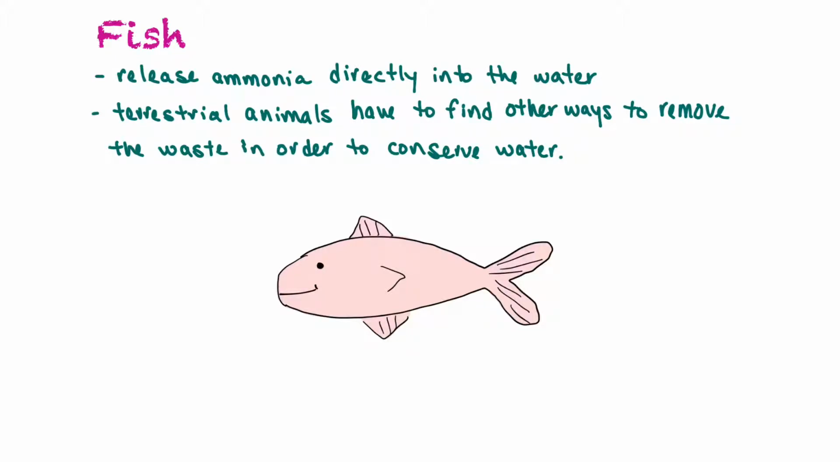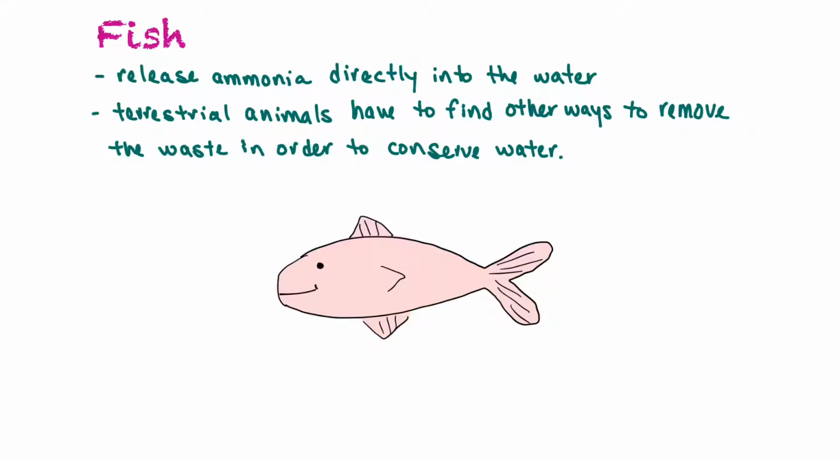Fish are able to easily deal with the ammonia produced through deamination because they are surrounded by water. So all they need to do is release the ammonia directly into the water. Because remember, the solution to pollution is dilution, so just release it right into the water.